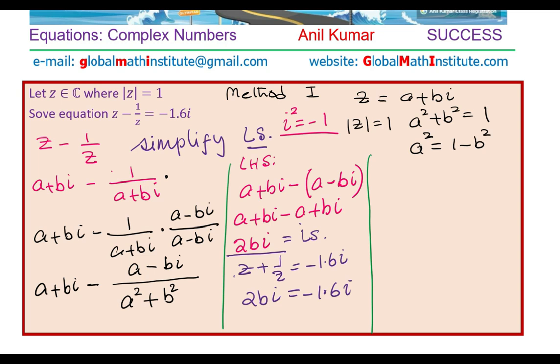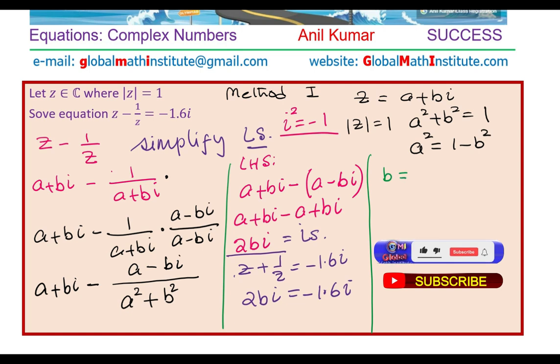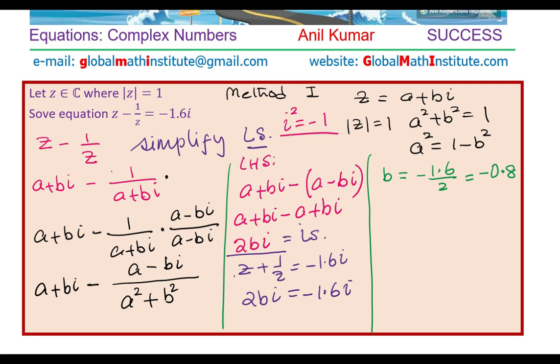Now i and i cancel. Dividing by 2, we get b equal to minus 1.6 over 2, which is minus 0.8. So we get the value of b, and we can also write the value of a, since a square equals 1 minus b square, which is minus 0.8 whole square, correct? So a square equals 1 minus 0.64, since 8 square is 64.